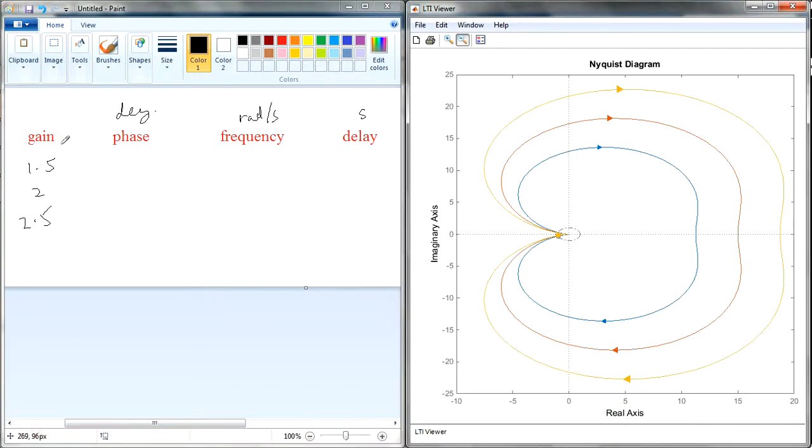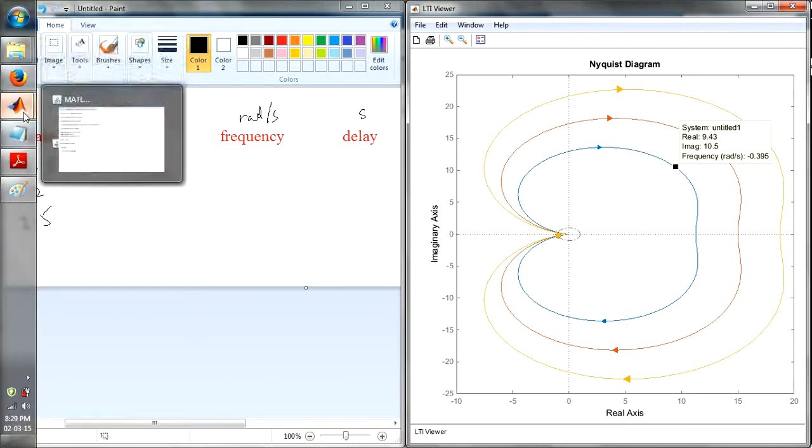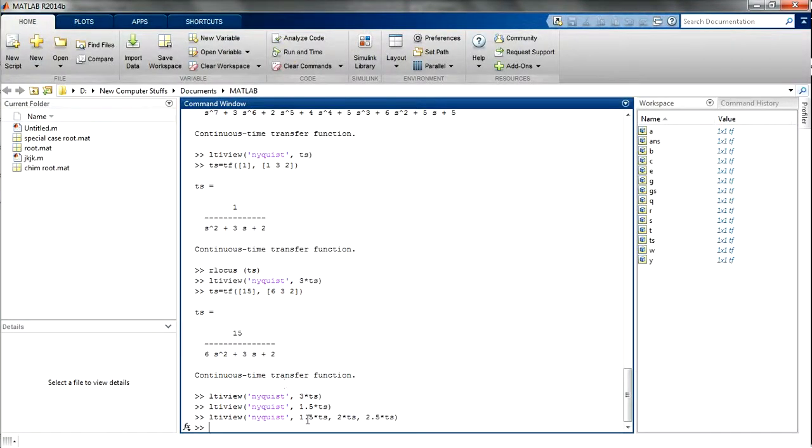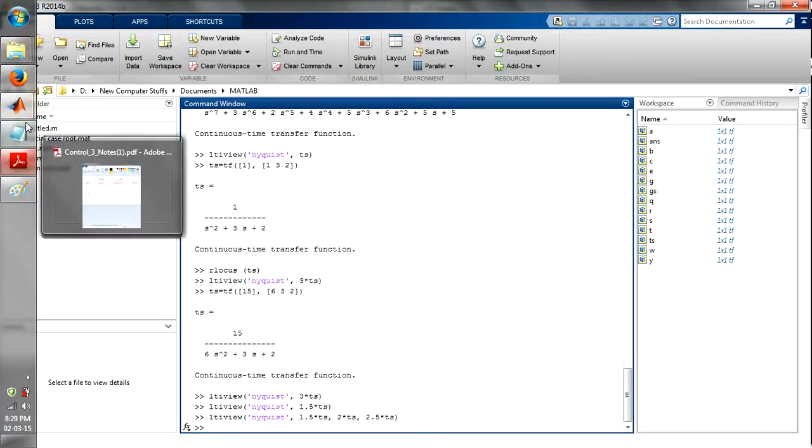So this is the gain. The blue color is actually the 1.5 gain. I cannot see the 1.5 gain anyway. So am I lagging? Never mind, it's there. But nonetheless, if you were to take a look, 1.5, 2 and 2.5, this is my gain. I mean, this is my K, I'm multiplying by the K.